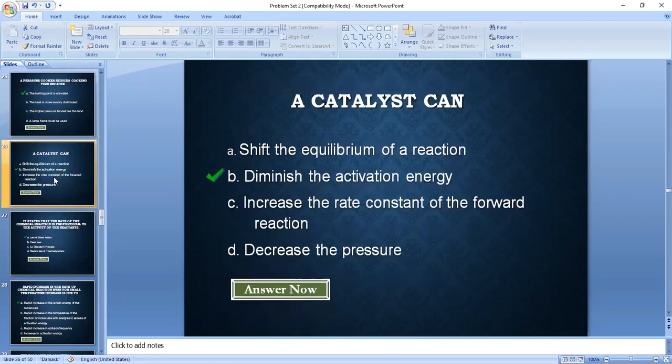Go to the next one. A catalyst can, so which of the following statements is best? Shift the equilibrium of the reaction, diminish the activation energy, increase the rate constant of the forward reaction, or decrease the pressure. So the purpose of the catalyst is to decrease the activation energy, to decrease the needed amount of energy for your species to be rendered ready to react. That's the main purpose of the catalyst.